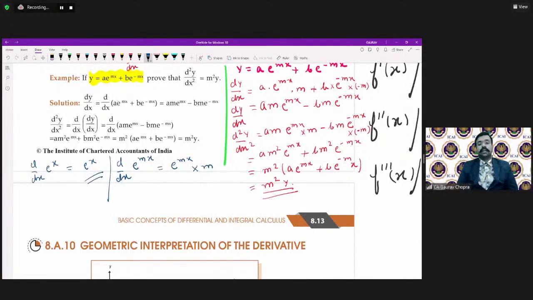All right. So in e to the power of x, the chain rule is not getting applied because there is only a single function. But in the case of e to the power of mx, this rule is getting applied because the derivative of mx is equal to m.